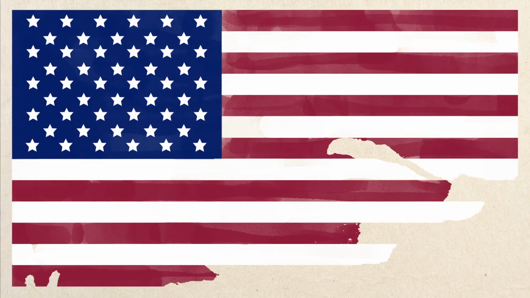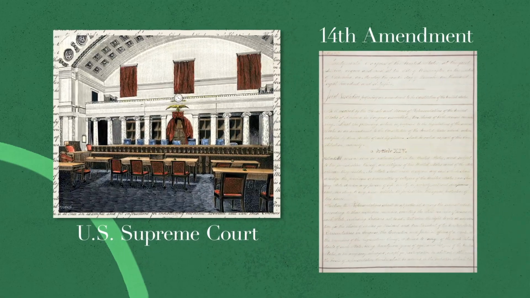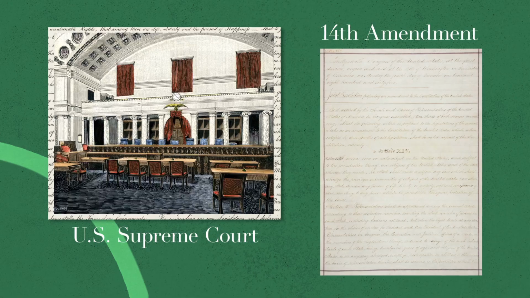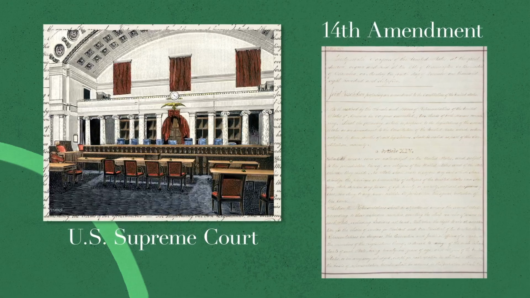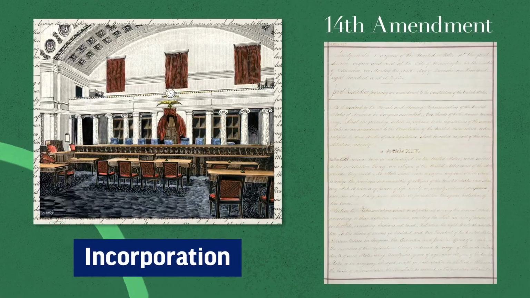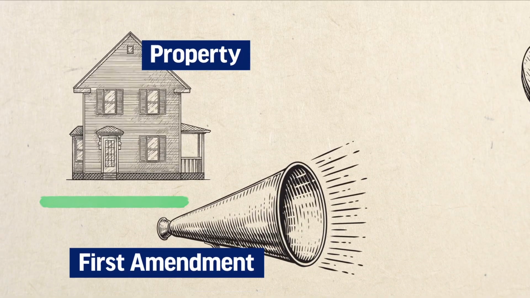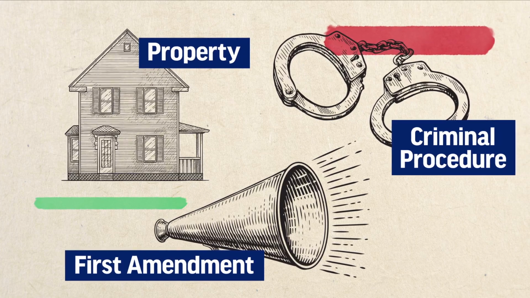The contemporary American understanding of the Bill of Rights is a product of the 20th century. From the late 19th century, the Supreme Court used the language of the 14th Amendment to gradually permit some of the rights to be used against state actions through a process known as Incorporation. Rights related to property, the First Amendment, and certain criminal procedure rights followed.